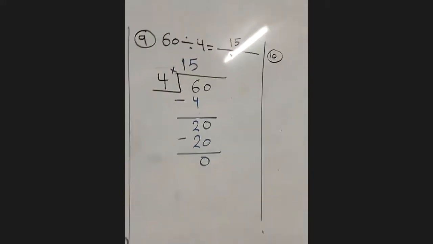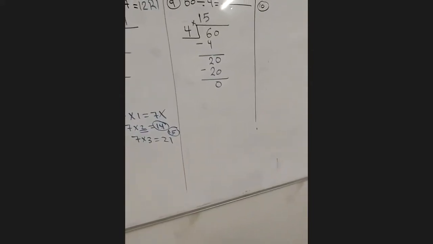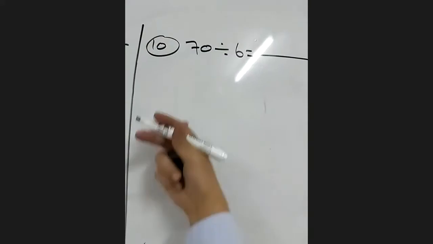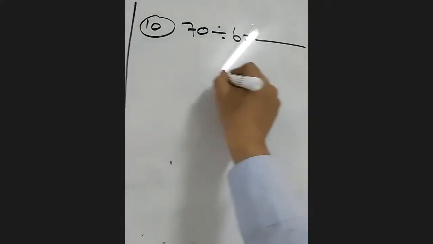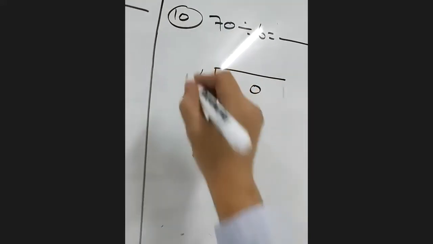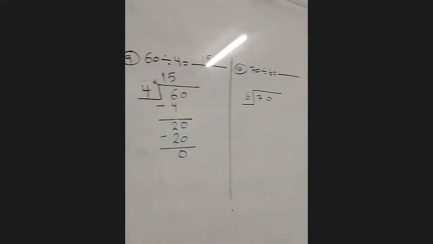Now, what we have in question 10, guys, is 70 divided by 6. Under it, we have space in your box. So I will make a long division like this one. Here you put 70, here you put 6, and you start to divide.